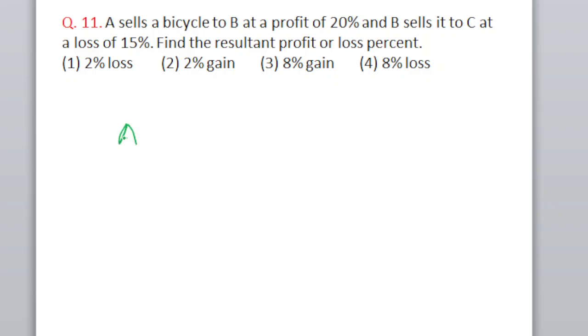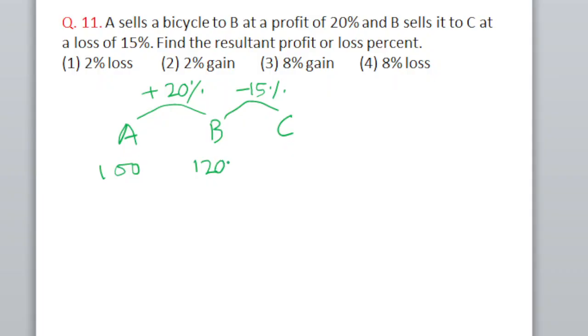Now here A, B and C. A sells a bicycle to B at a profit of 20%, that means plus 20%, and B sells it to C at a loss of 15%, that means minus 15%. Now, suppose the CP for A is rupees 100, then 20% profit means it will be 100 plus 20% of 100, so that is equal to 120.